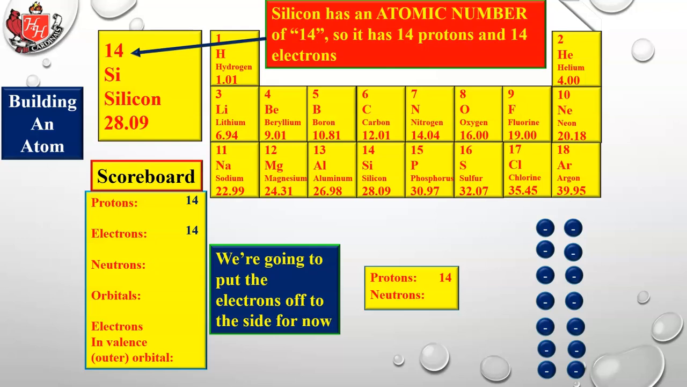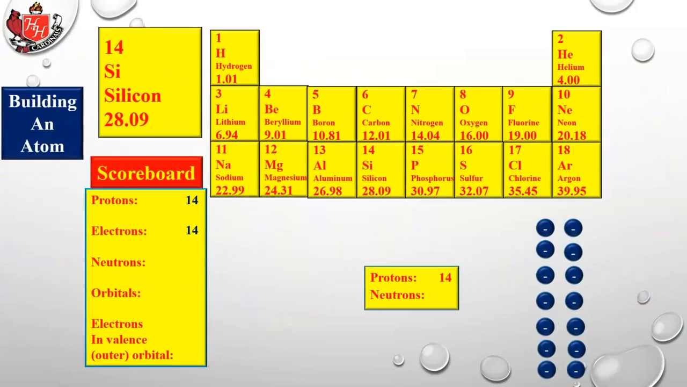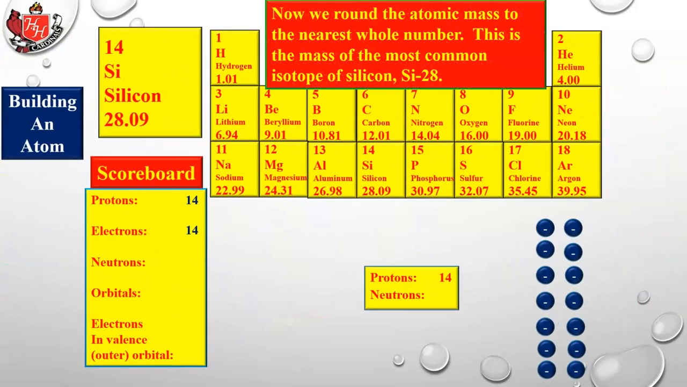Okay, next step. There's the electrons. Now we're not going to place them right away, but we're going to put them off to the side. So if you count them, there's 14 electrons. Now we go on to the next step. Now we round the atomic mass to the nearest whole number. This is the mass of the most common isotope of silicon. It's a mass number. I won't get into that detail right now, but it is the most common isotope of silicon, which would be silicon Si-28. So we're going to go ahead and watch that over there on the left, and we're going to change that to a 28. Okay. All right, now we move on.